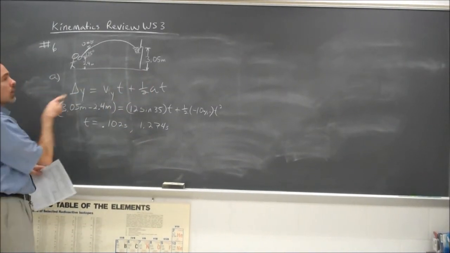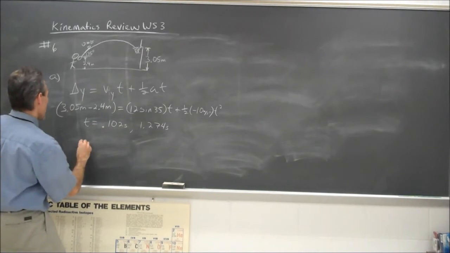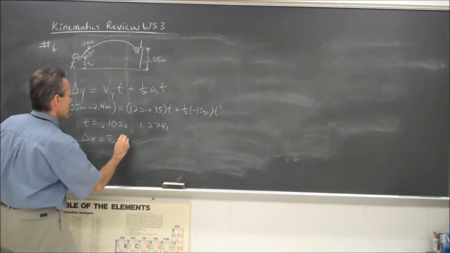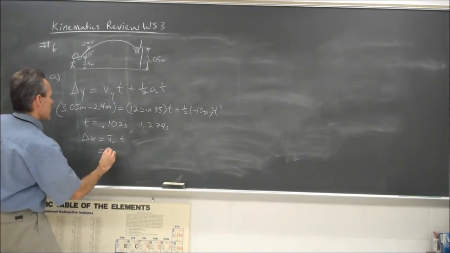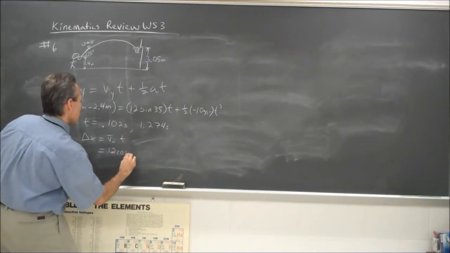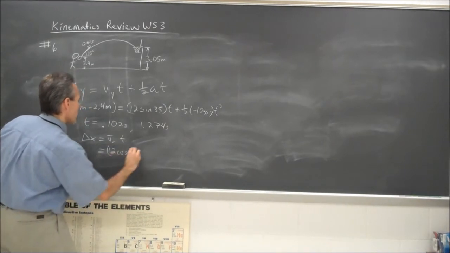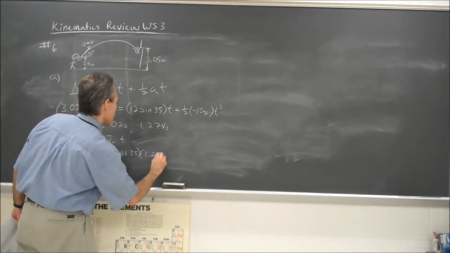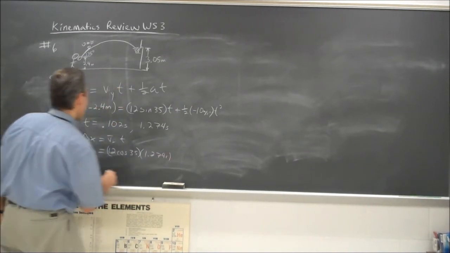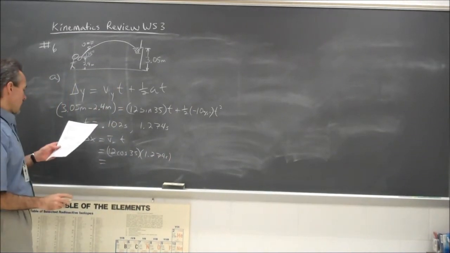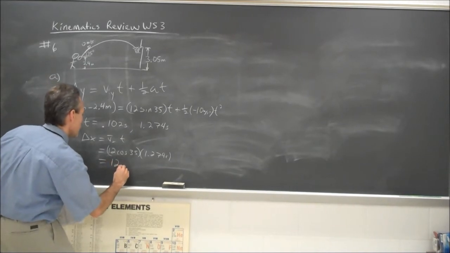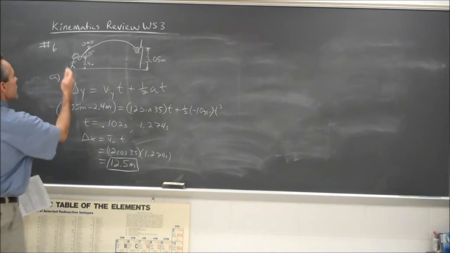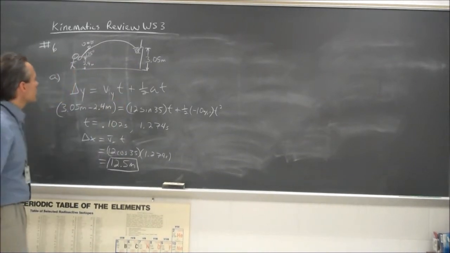That's constant velocity motion in that direction, so I can use delta x equals v bar in the x direction times t. This would be 12 times cosine of 35 for the horizontal component, times the time we just found, 1.274 seconds. I can multiply that out and I get 12.5 meters. So that's the distance from here over here.